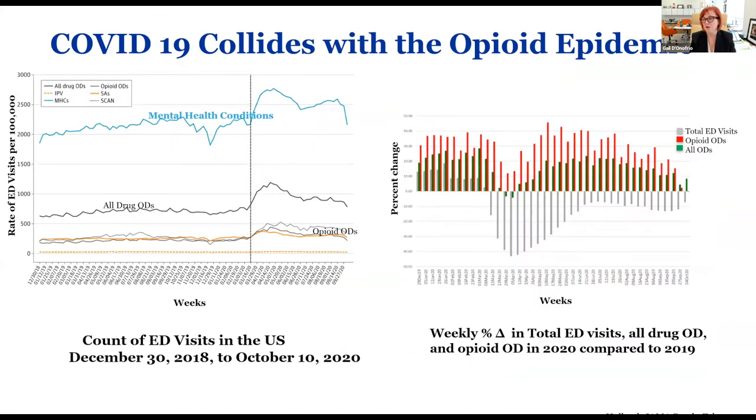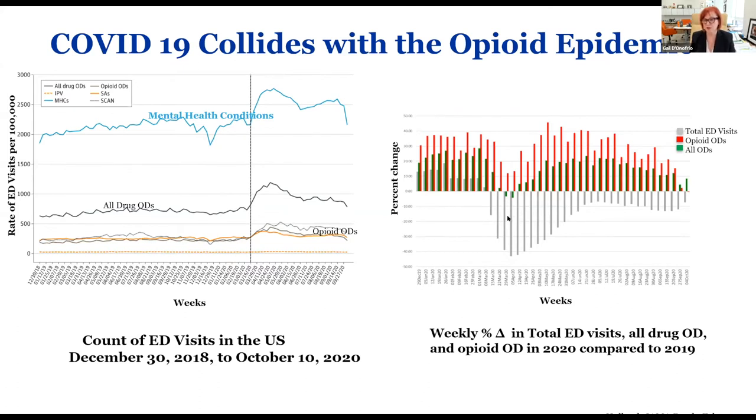Right now, these two epidemics, a pandemic colliding with the opioid epidemic, has caused huge crises and escalated the problems. This is a recent article from JAMA Psychiatry, from different people from the CDC. And what you can see on the left-hand side there are counts of ED visits from December 2018 through last October. And you can see that we had a massive increase in mental health conditions, all overdoses and opiate overdoses as well. And then if you look at the right-hand side of the slide, what you see is the weekly changes in visits.